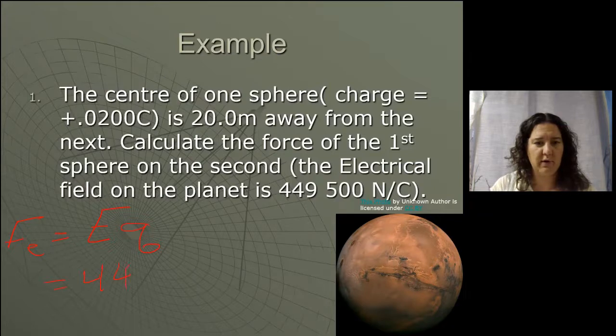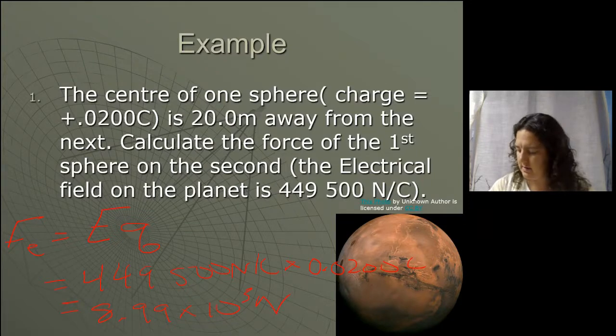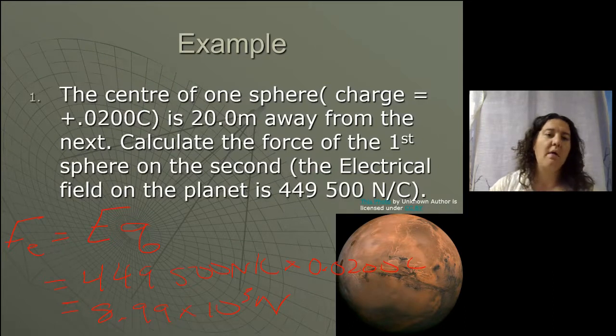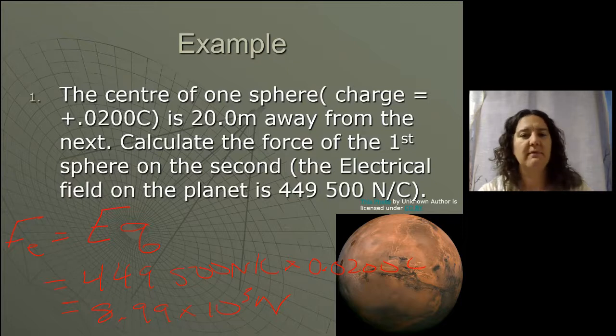So we're going to go 449,500 newtons per coulomb multiplied by 0.0200 coulombs. And we get an answer of 8.99 times 10 to the 3 newtons, or 8,990 newtons. So that is our force on a 0.02 coulomb charged object that's 20 meters away from an object that has an electric field strength of 449,500 newtons per coulomb.